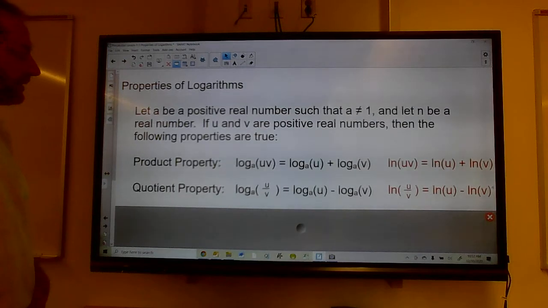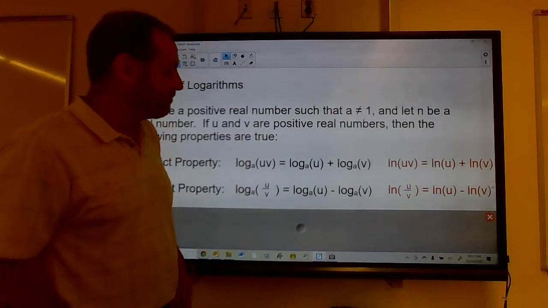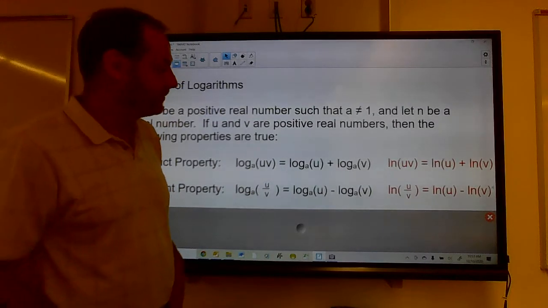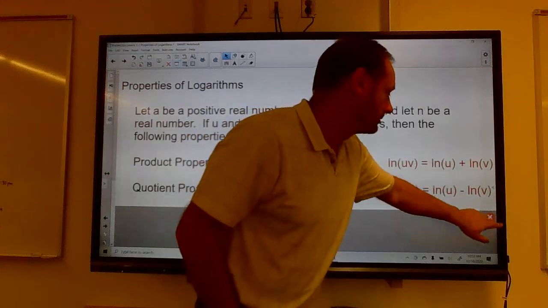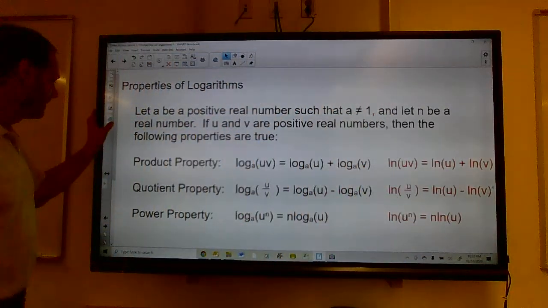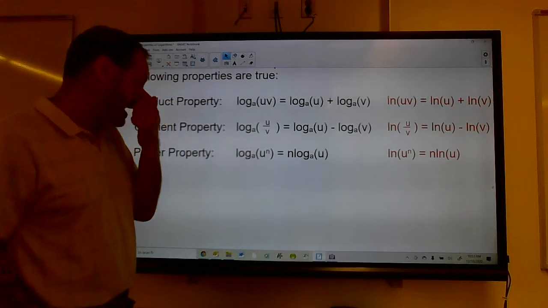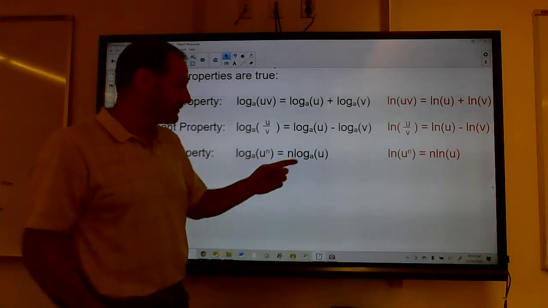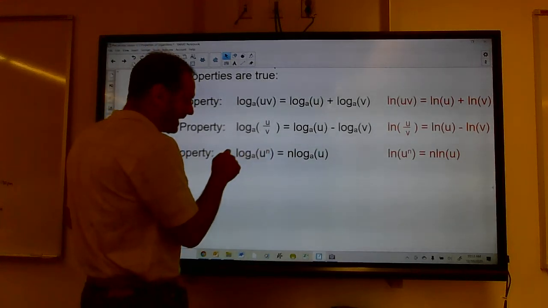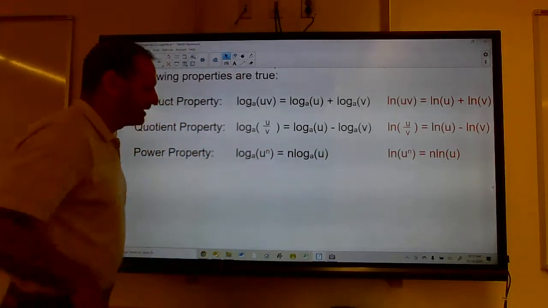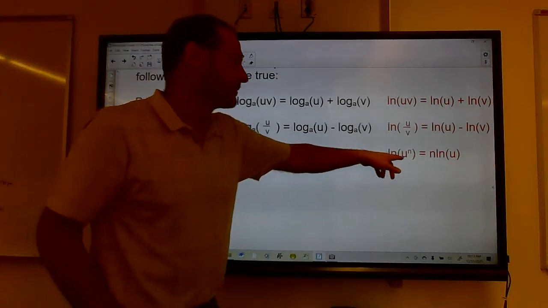The quotient property: the log base a of u divided by v is the log base a of u minus the log base a of v, or it's the same with the natural logs. And finally, the power property. The log base a of u to the n power is n times the log base a of u. So if I've got an exponent up here, I can take it out and move it out in front, and that's the same thing. And it works the same for natural logs.